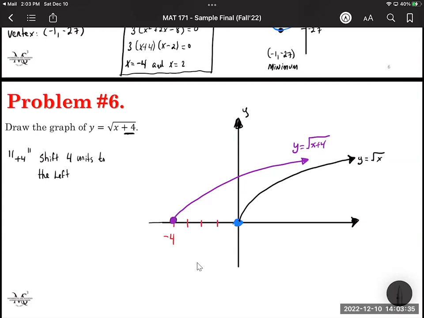I have a question. Go ahead. So if the 4 wasn't inside the radical, it would have been going in the opposite direction? If the 4 wasn't inside of the radical, like it wasn't the square root of x plus 4, but the square root of x, plus 4, then you would go 4 units up from the origin. Oh, 4 units up. Okay. It's important to note that the plus 4 was inside, because it indicates that we had to go 4 units to the left.